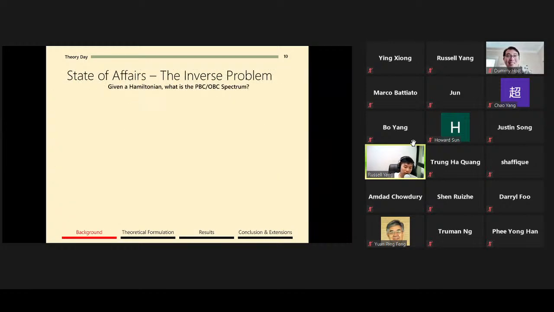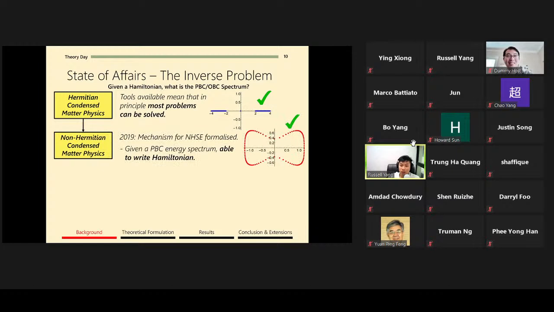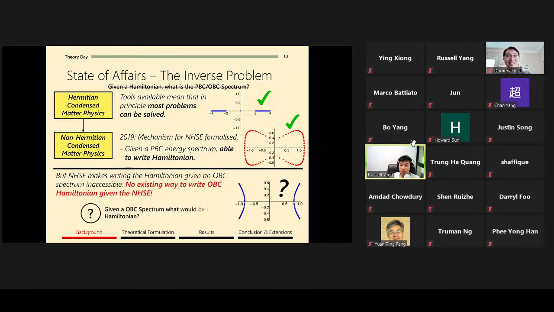This would be a good point to take stock of the state of affairs of non-Hermitian condensed matter systems. In Hermitian systems, we know that the most important problems can already be solved. For non-Hermitian systems, we have a formalism that encodes the generation of a PBC, OBC, and PBC Hamiltonian. More generally, we are able to answer the question, given a Hamiltonian, what is the PBC-OBC spectrum? However, we are motivated by the inverse problem, which is, given a spectrum, what would be the corresponding Hamiltonian for a PBC spectrum? That will be pretty easy to understand.